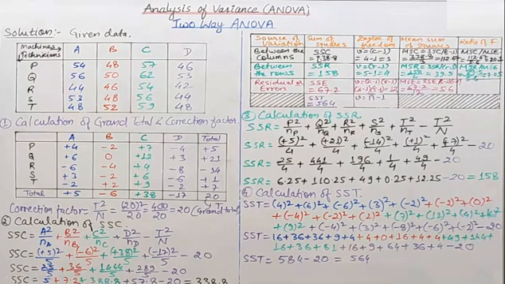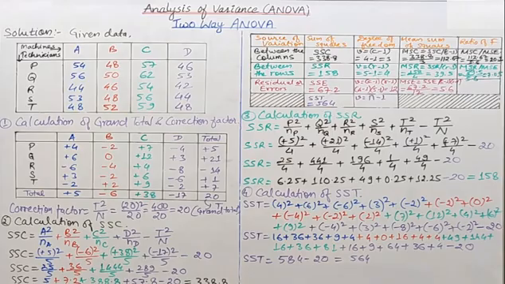Okay, now we have put the value of SSR, and now we have to find the value of SSC. We know that we cannot find the value of SSC directly. First of all, we have to find out the value of the SST. So now we calculate the value of the SST.